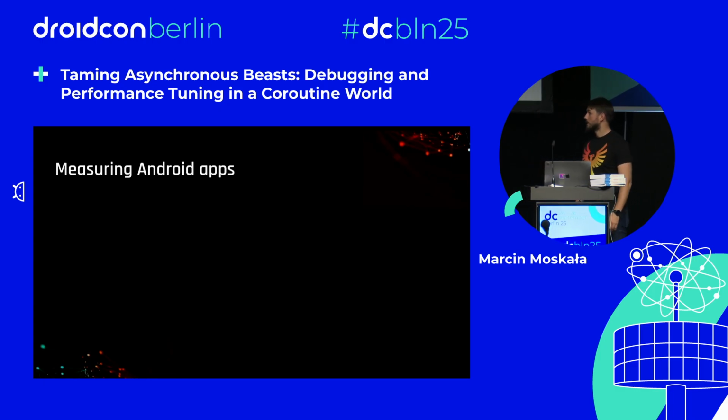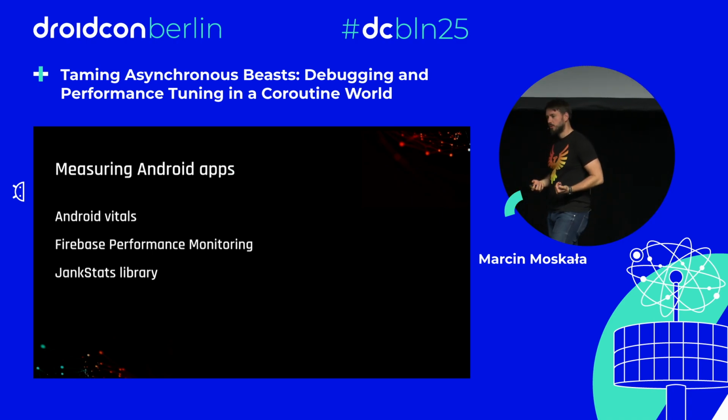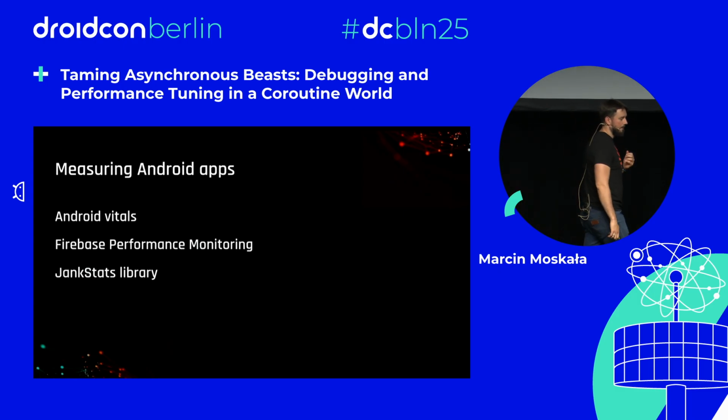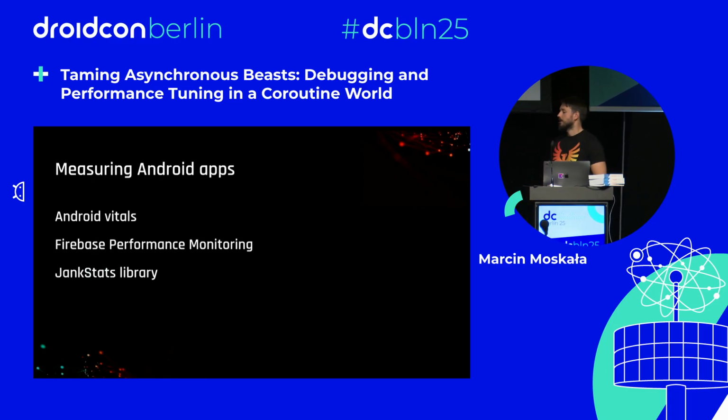Finally, let's talk about measurement, the last section. In Android, the most essential tools for measurements are, of course, the tools that are already given to us by Google: Android Vitals, Firebase Performance Monitoring, and JankStats library. JankStats helps you track missed frames, which is a very powerful tool for detecting a situation where your users' devices are not managing to display your UI. Those are very powerful tools for tracking performance on Android.